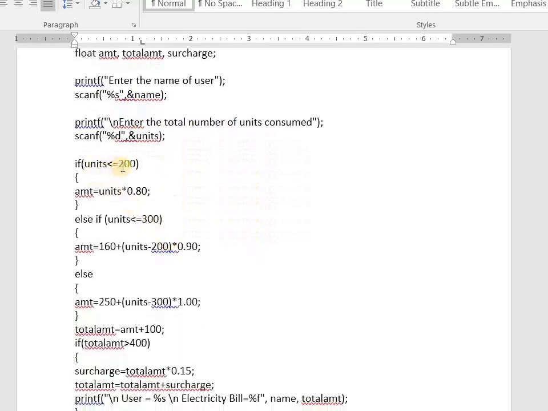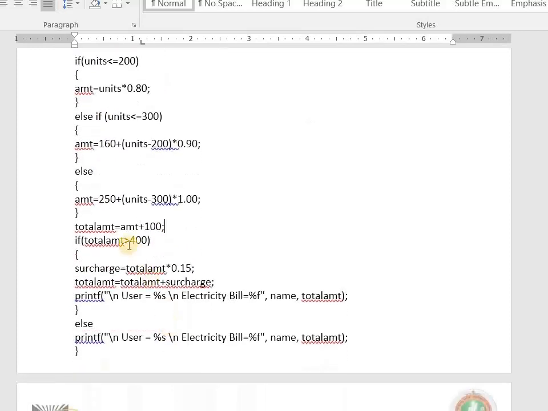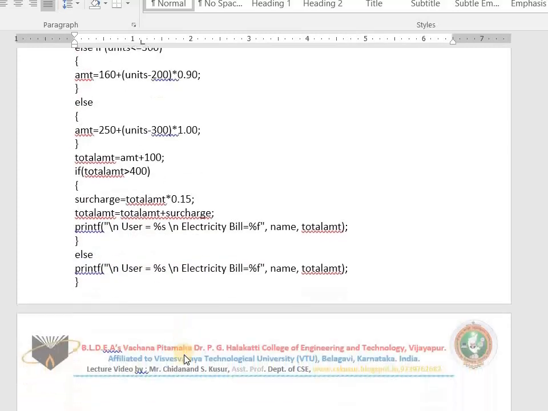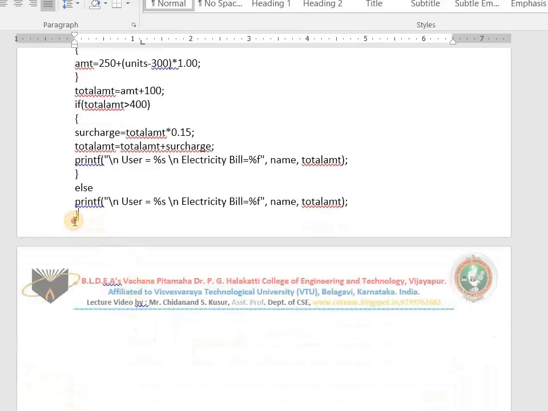If units is lesser than or equals to 200, units into 80 paise. Not lesser than or equals to 200, whether it is lesser than or equals to 300, then 160 rupees for the first 200 units, remaining 90 paise. More than 300 means for 200 and 100, 250, remaining units 1 rupee. Then the minimum meter charge 100 we add. Then if the total amount is more than 400, the surcharge of 15% of total amount will be calculated. That one will be added to the total amount. We are printing the username as so and so, electricity bill as so and so, if it is more than 400. Otherwise, as it is. The program completes here. This is the end of main.